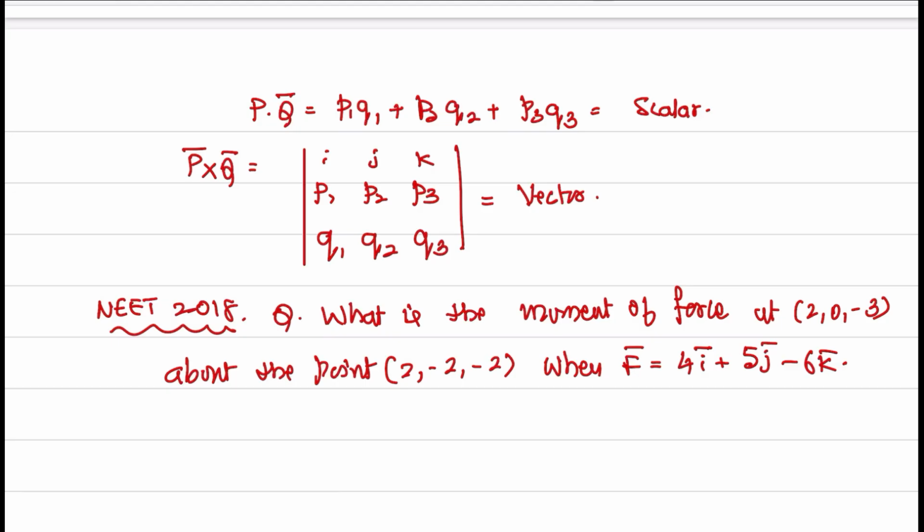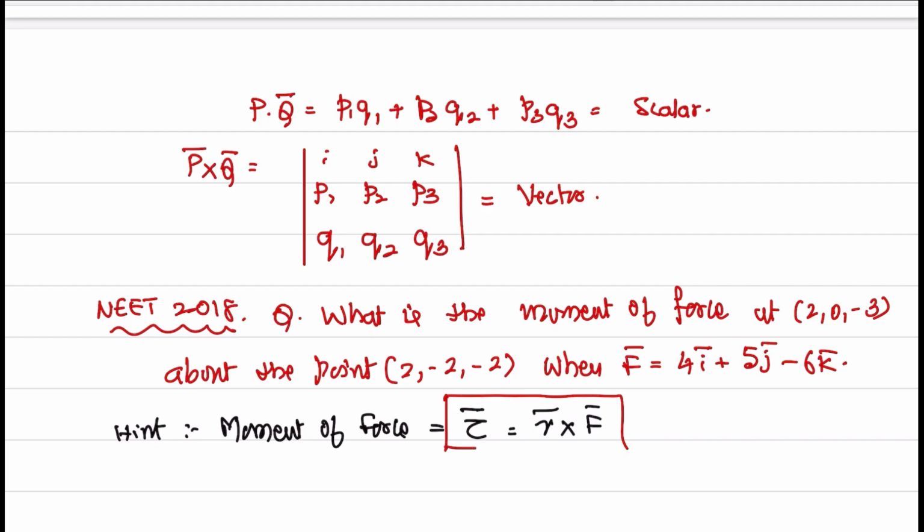You will be able to solve with the theory what I have given you. The moment of force is a vector and it's a cross product. Vector product means cross product. Hint is moment of force. That is force into displacement. That is equal to tau. That is equal to R cross into F. We have to find out tau is equal to how much.